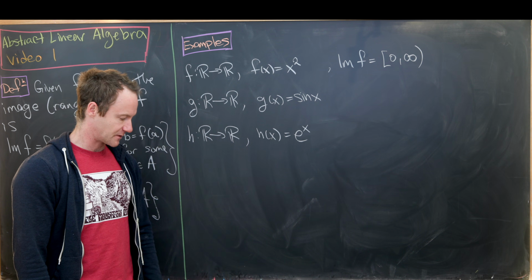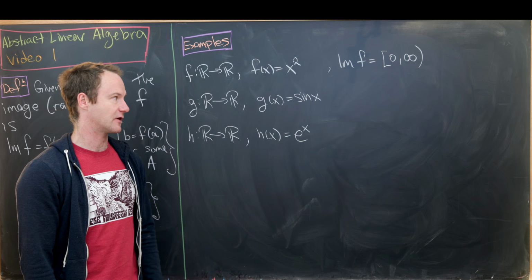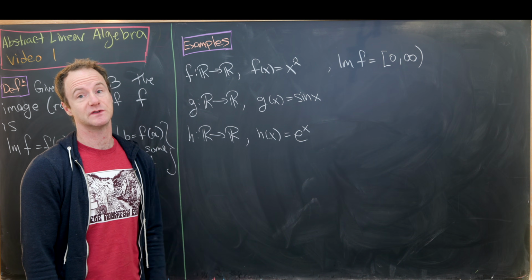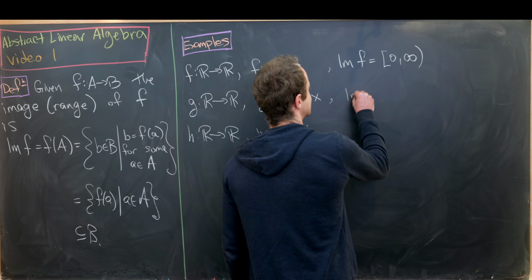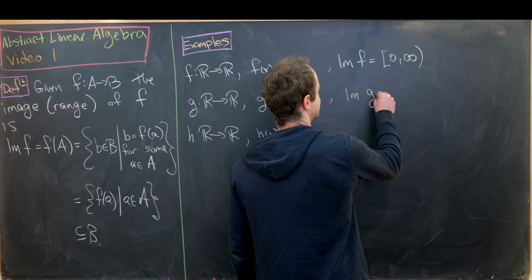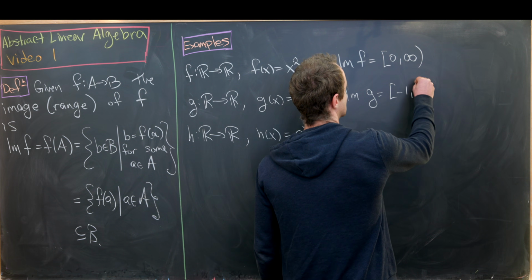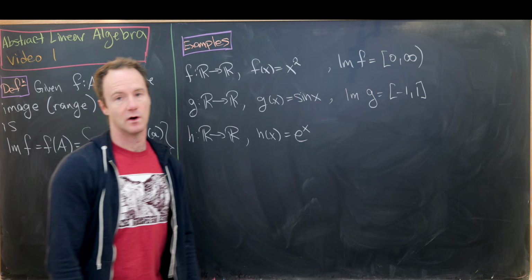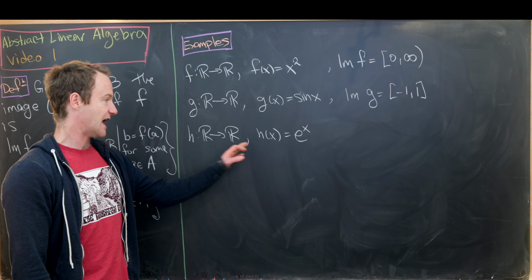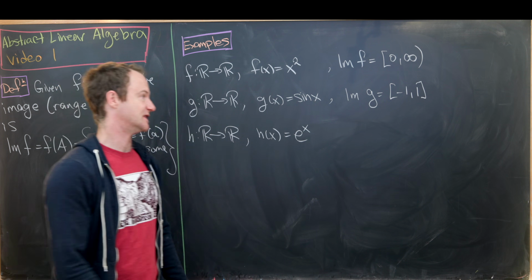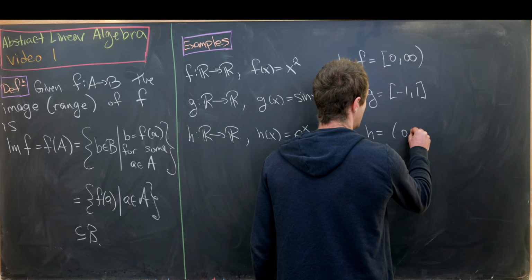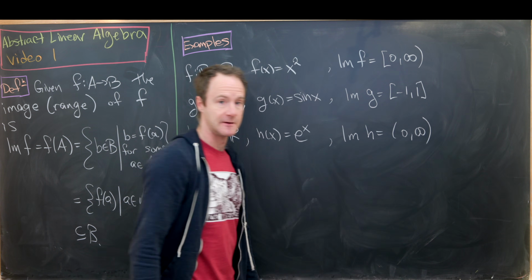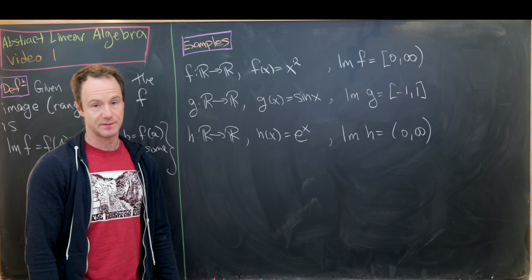Well, if you recall from calculus, or maybe from a pre-calculus class, sine is always between -1 and 1, including -1 and 1. So that tells us that the image of this function g is the closed interval -1 to 1. Finally, if h of x is the exponential function e to the x, the image is the open interval 0 to infinity. That's because e to the x is always positive.